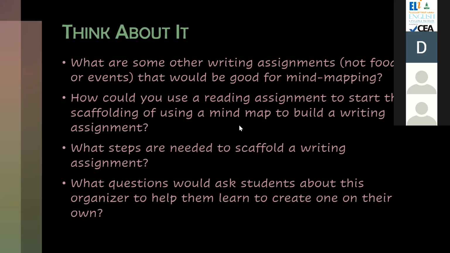How could you use a reading assignment to start the scaffolding using a mind map? Student brainstorming, yes. I do a lot of mind maps either on a whiteboard in a physical classroom or a whiteboard in Blackboard to mind map with students collectively. If you had a reading assignment that models the upcoming writing assignment, how do you think you could use a mind map in that to help scaffold the writing? Sequencing the events of something, yes.